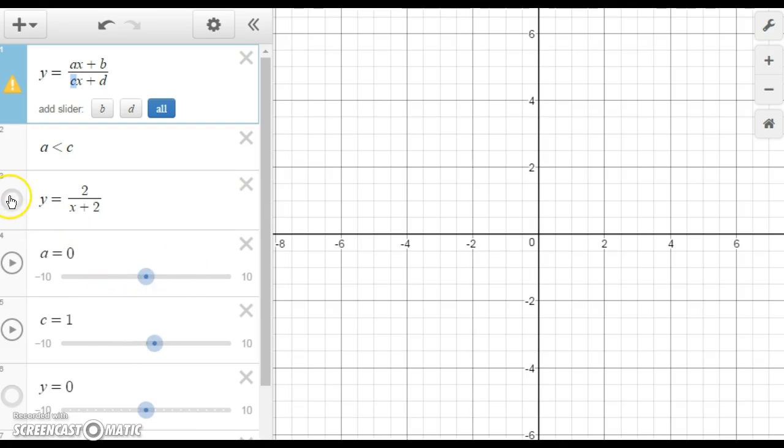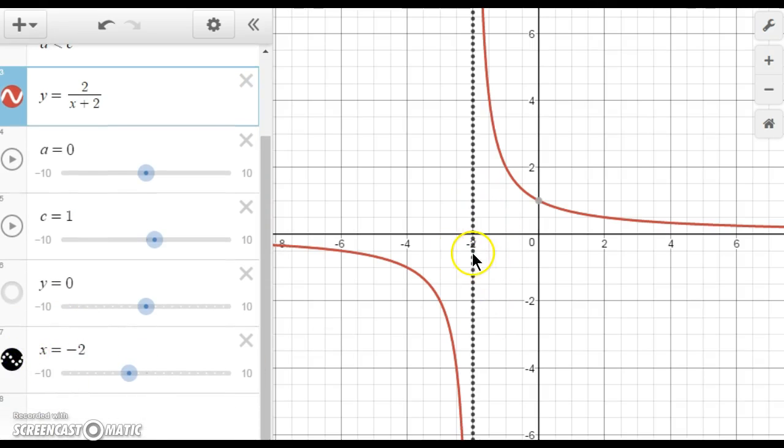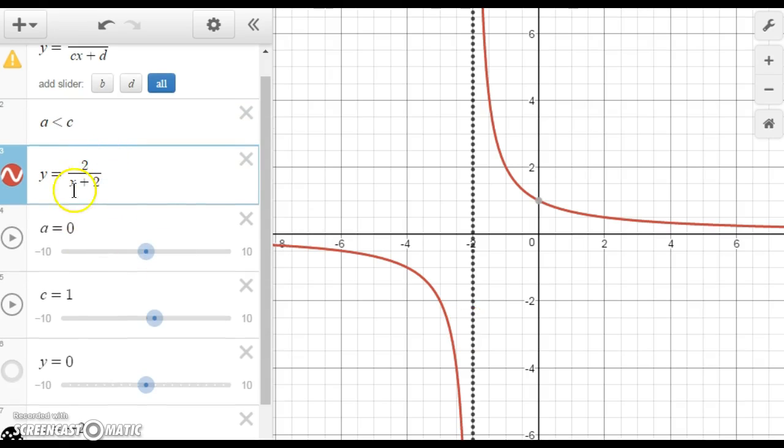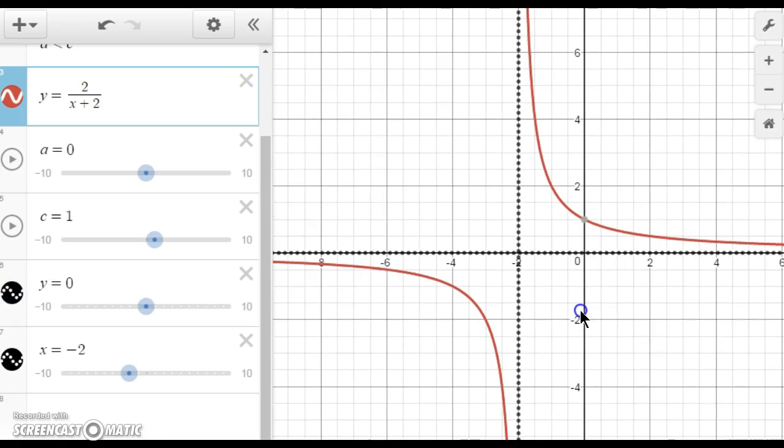So let me ask you guys, what are the asymptotes of this equation? My horizontal asymptote, where would it be? My vertical asymptote, where would it be? You should know how to find them by now. If I show the graph, my vertical asymptote would be at -2, and my horizontal asymptote would be 0. So there you go. My horizontal asymptote here, my vertical asymptote there.